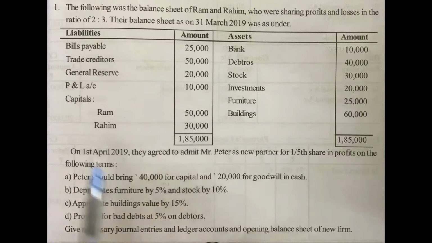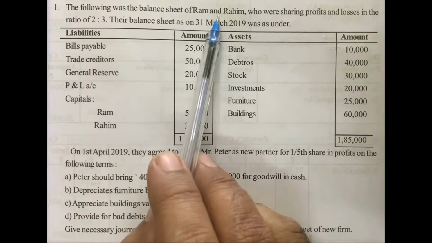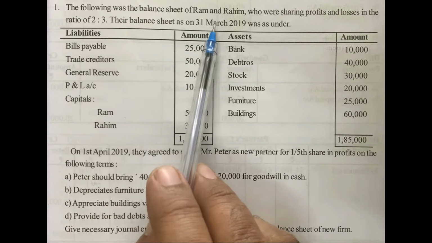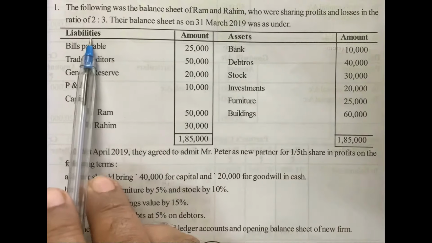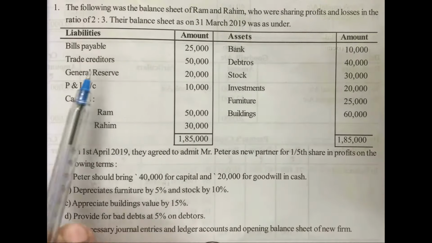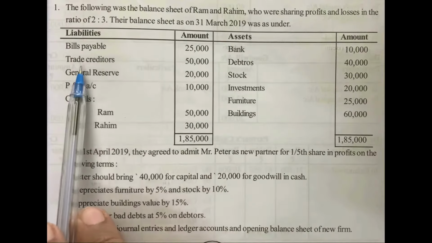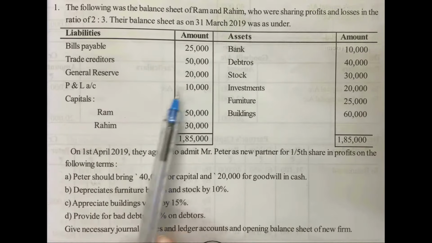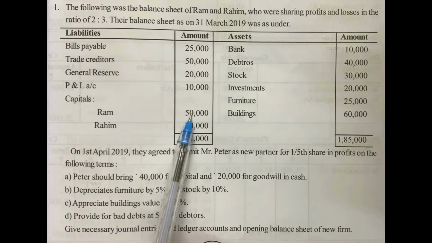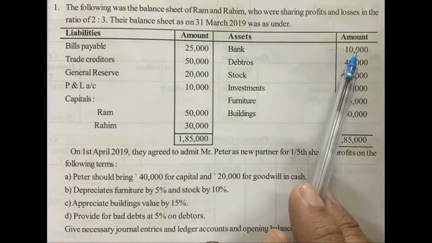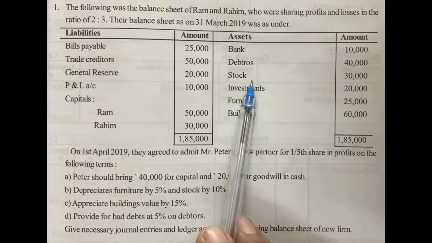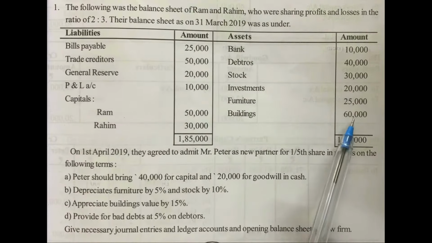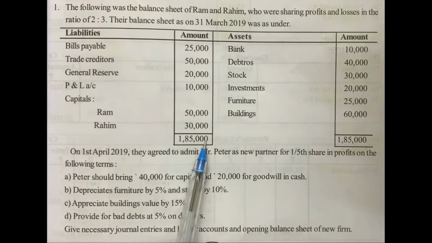Let us see the question first. The following was the balance sheet of Ram and Rahim, who were sharing profits and losses in the ratio of 2:3. Their balance sheet as on 31st March 2019 was as under. On the liabilities side: bills payable 25,000 rupees, trade creditors 50,000, general reserve 20,000, profit and loss account 10,000, capitals of Ram and Rahim 50,000 and 30,000. On the assets side: bank 10,000 rupees, debtors 40,000, stock 30,000, investments 20,000, furniture 25,000, buildings 60,000. Both side totals are 1,85,000 rupees.